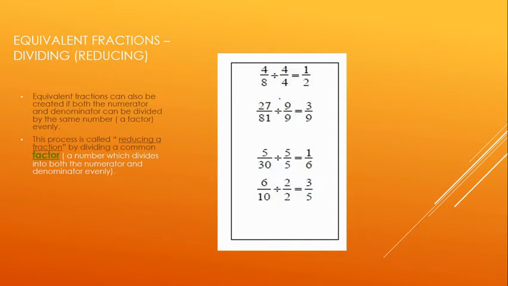So if you'll notice in our first sample, we're dividing each number by 4/4, and so we get 1/2. If we have 27/81, we can divide each by 9, and we'll get 3/9. In the next example, we have a 5 and a 30. Divide each by 5, and we'll get 1/6. And in the last example, we can divide each by 2 and get 3/5.